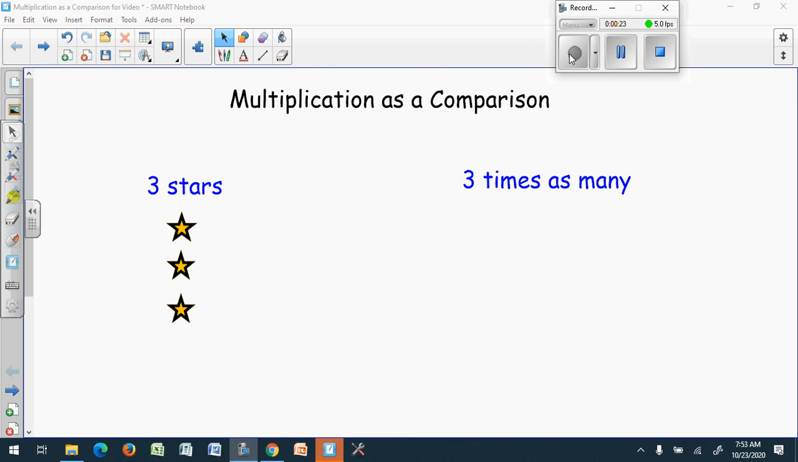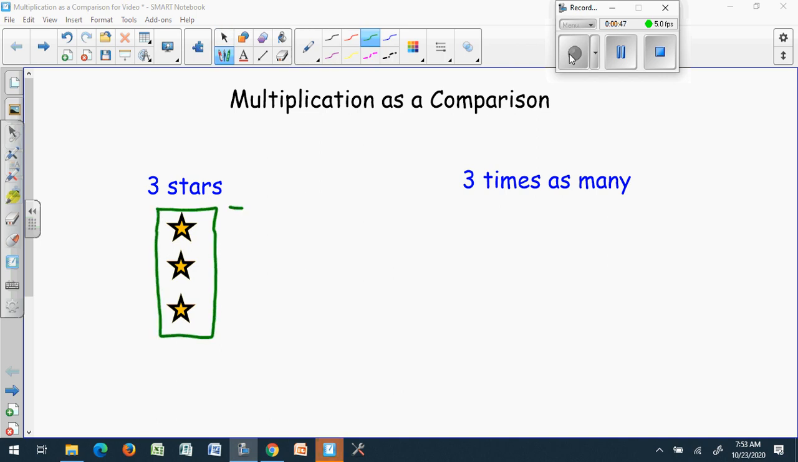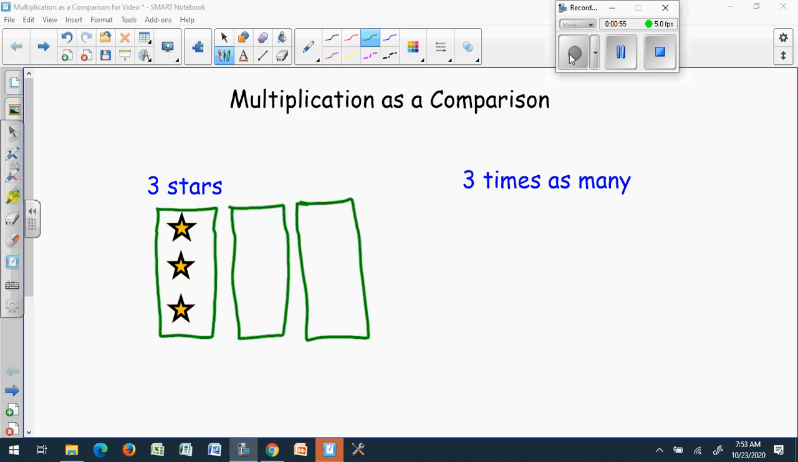Let's start with these stars. We are starting with 3 stars. You can write down the words 3 stars, or you can draw 3 little stars. And next to it, I would like you to write down 3 times as many. So let's think about that. If we start with 3 stars, and then we do this 3 times, how many stars will that be? You know the answer. You can pause the video and write it down.